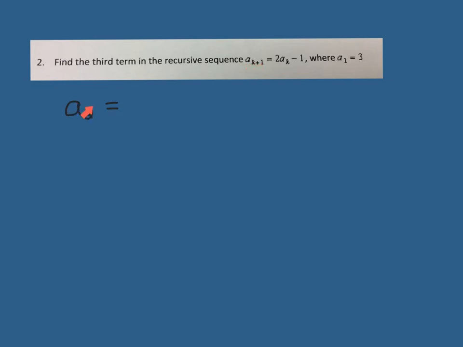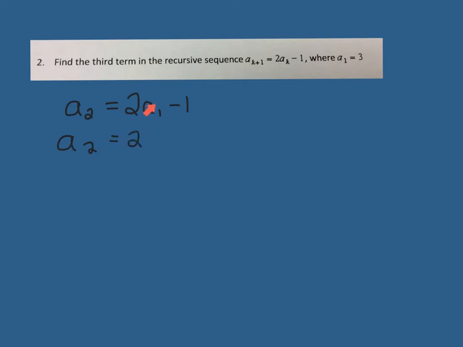So really, if I want to find a sub 2, anywhere I see a k, I'm replacing it with a 1. If I replace this k with a 1, I have to replace that k with a 1 as well. So a sub 2 is equal to 2 times a sub 1 minus 1. Again, I'm just going to reemphasize: how we got this 2 is by replacing this k with a 1, because 1 plus 1 is 2. If we want this to say a sub 2, we replace k with a 1. So a sub 2 is going to be equal to 2 times a sub 1.